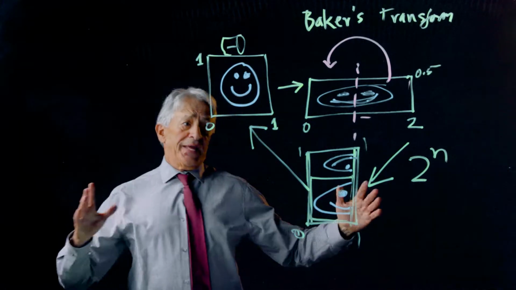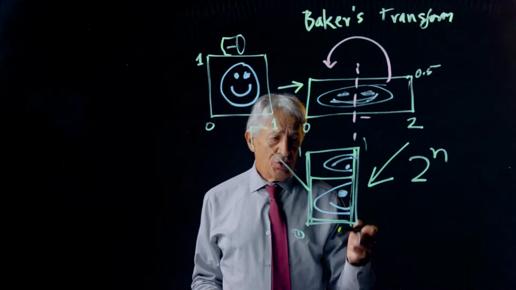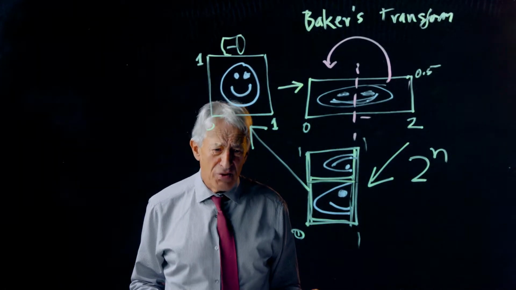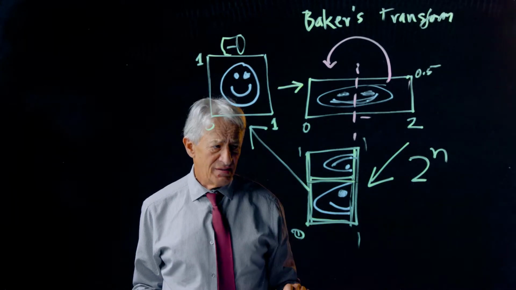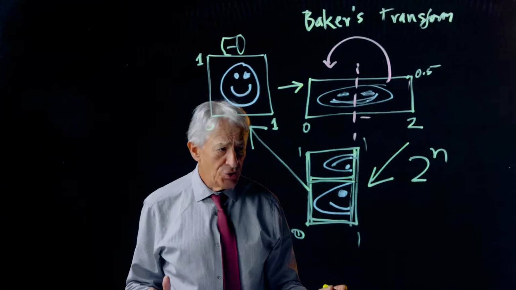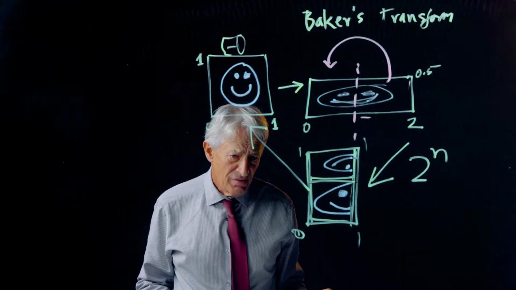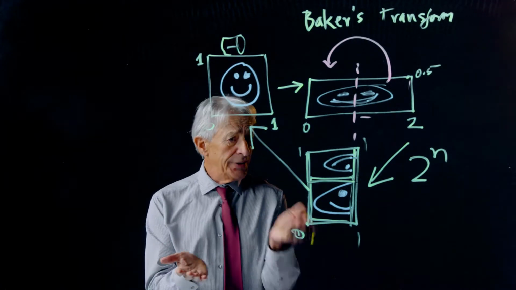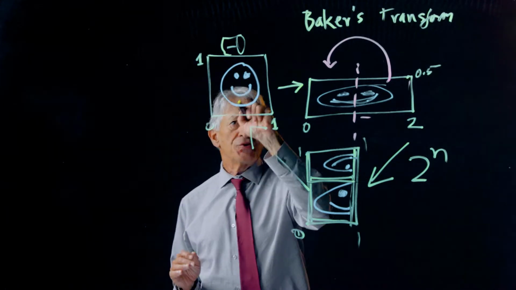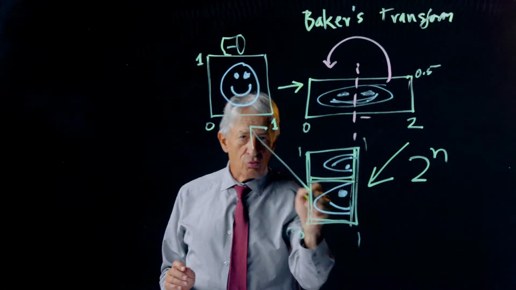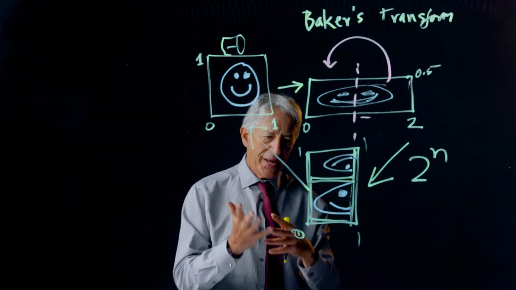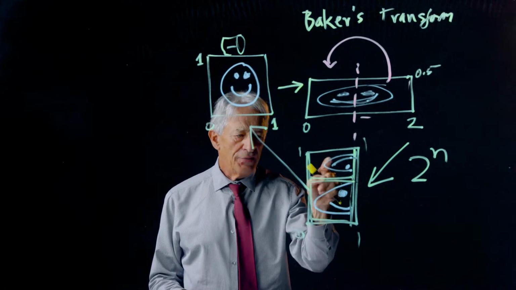So now if you imagine n getting large, you see that the Baker's transformation is going to yield a very, very complex object. Mr. Happy has now been broken up into trillions of little pieces by a completely deterministic process. And this stretch, fold, reinsert, stretch, fold, reinsert is the mechanism that is producing this complexity.